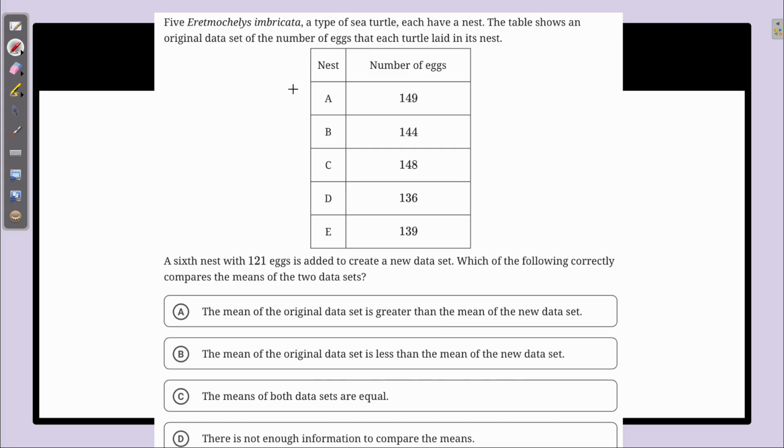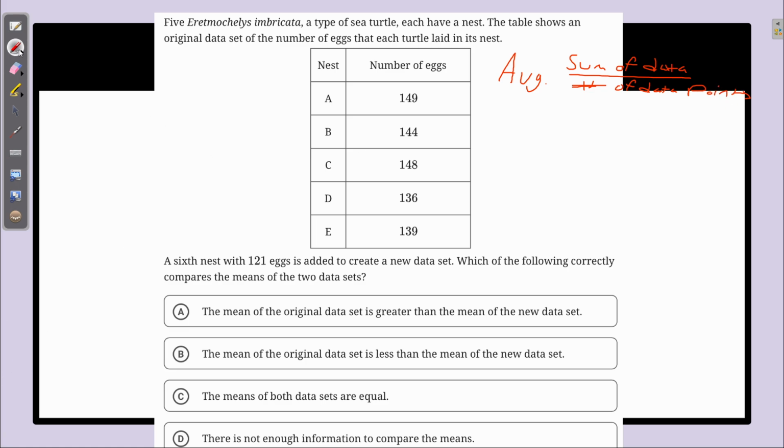Okay, so that one was pretty fast, but now we have a question that might take some more time here. So basically what it's saying is there's a table with a data set, and then another point of data, which is eggs in this case, is added to form a new data set. Which of the following compares the means or averages of the two data sets? Well, if we remember, the average is the sum of the data divided by the number of data points. I'm sure there is a better way to explain that, but in this case, this works as a perfect explanation.